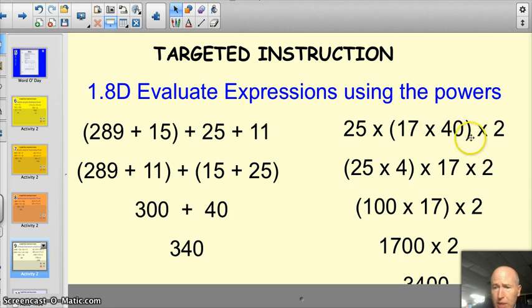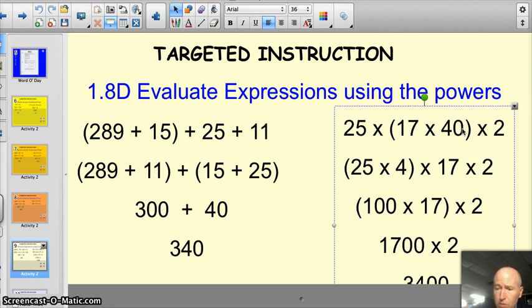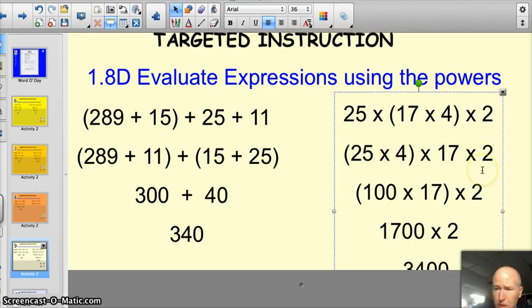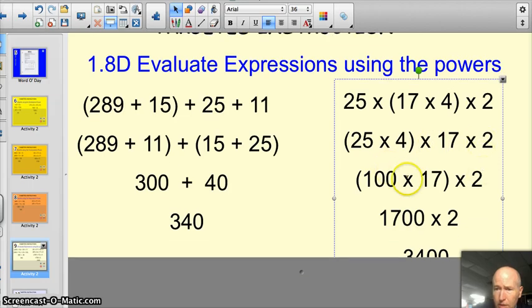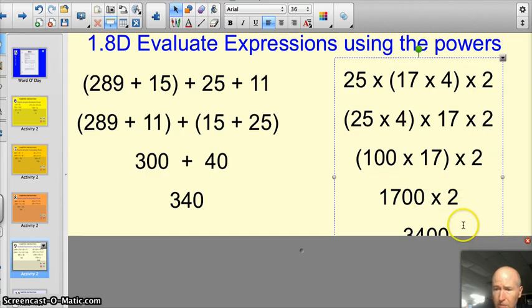Over here I did the same thing. It looks like I moved some numbers. I'm going to change this. This is supposed to be 4. I had 25 times a quantity of 17 times 4 times 2. I didn't know what that was, so I commuted this 4. I moved it. So I had 25 times 4 times 17 times 2. That gave me 100 times 17 times 2. 100 times 17 is 1700 times 2.